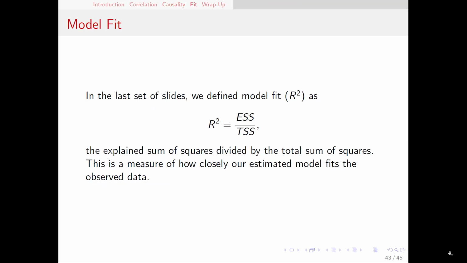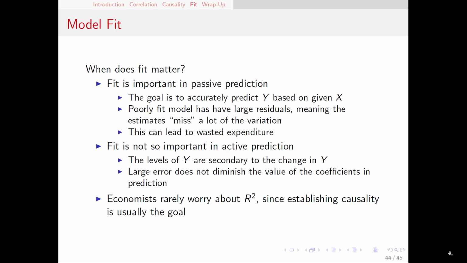I'm going to wrap up this set of videos by coming back to the concept of fit, as measured by r squared. Remember that r squared is a measure of how closely our estimated model from our regression fits the observed data. If the r squared is high, that means that we can fairly accurately predict values of y. I've mentioned before that r squared is relevant only in certain situations and not others. It's useful to frame these in our two concepts of passive and active prediction. If what you're trying to do is passive prediction, then what we're trying to do is accurately predict y based on given x's. A high r squared is important to this kind of regression.